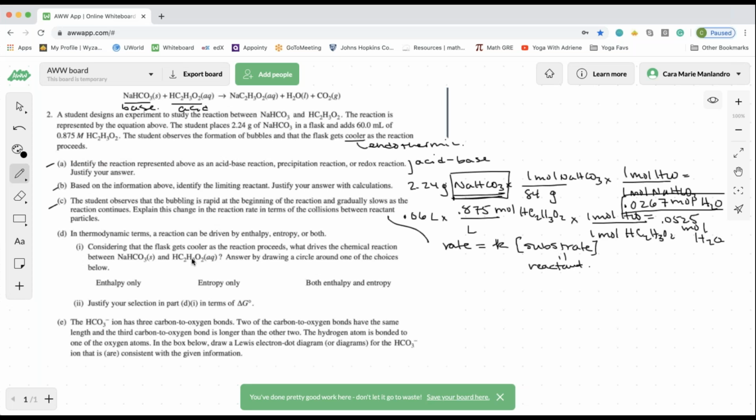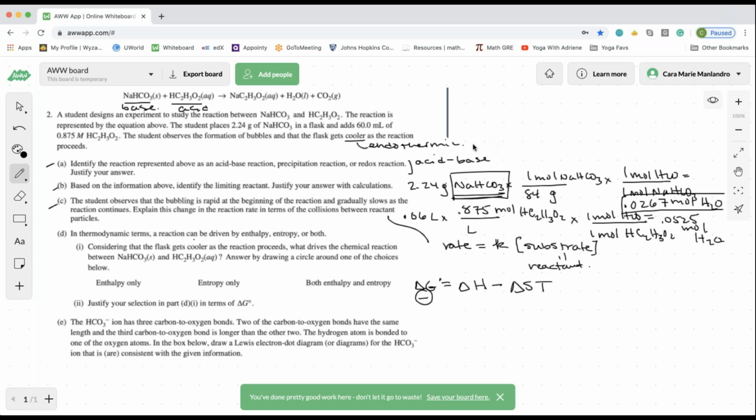All right. In thermodynamic terms, a reaction can be driven by enthalpy, entropy, or both. And then we want to know what is driving the reaction here. So, okay, I'm going to do the justification first. Delta G is equal to delta H minus T delta S, the Gibbs equation. All right, so we know that we're going to have something that is favorable when this is negative.